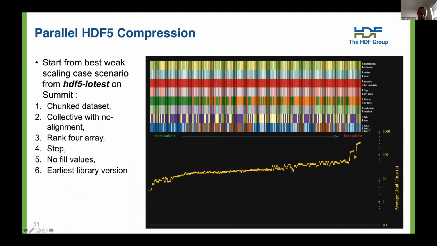So what we did was take these values of the best parameter space, which happened to be a chunked dataset, because we need that for parallel, and it had to be collective. And for this case, we saw that the rank 4 array had the best scalability, and then they arranged them as a step. And then we also found that using no fill values also helped performance. And then we used the earliest library version.